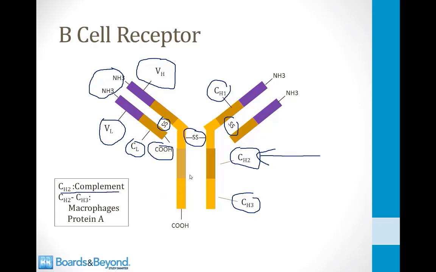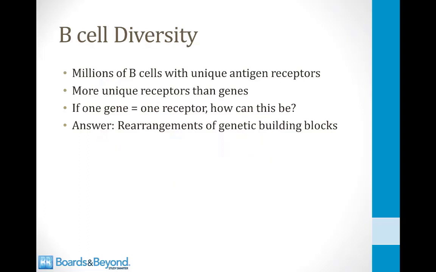In addition, you should know that this interface between the second and third constant region on the heavy chains is where macrophages can bind antibodies via their FC receptors. It's also where the bacterial virulence factor protein A binds antibodies in order to protect the bacteria from immune system recognition.